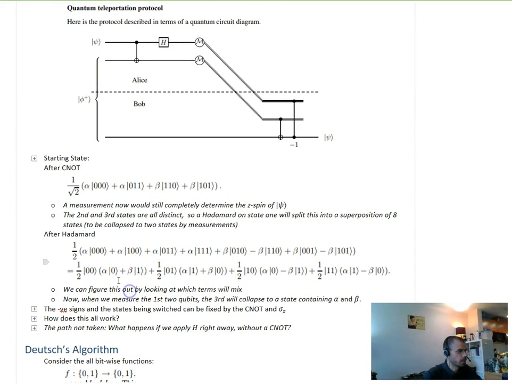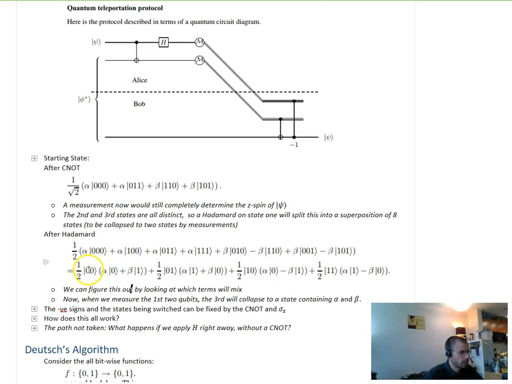There we go. Okay, so we do the Hadamard. We get this state. So now what we're going to do, after we have it in this form, is take out the first 2 qubits, because those are the ones we're going to be measuring. So we get it in this form.